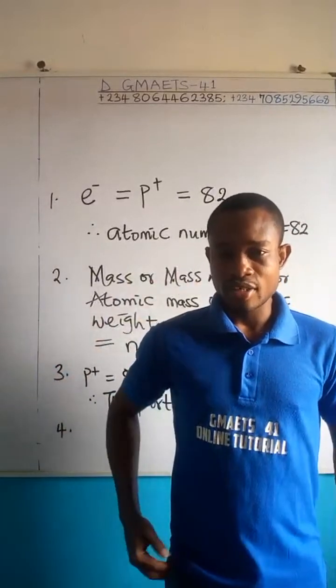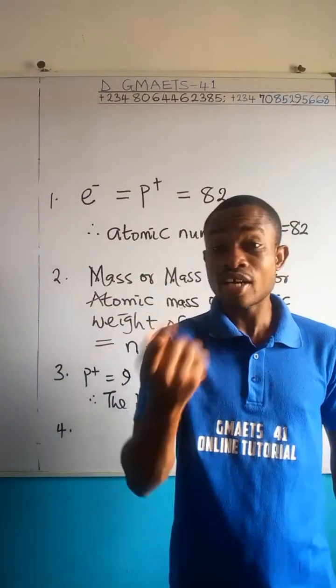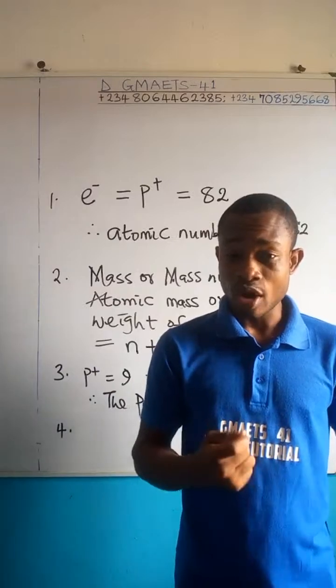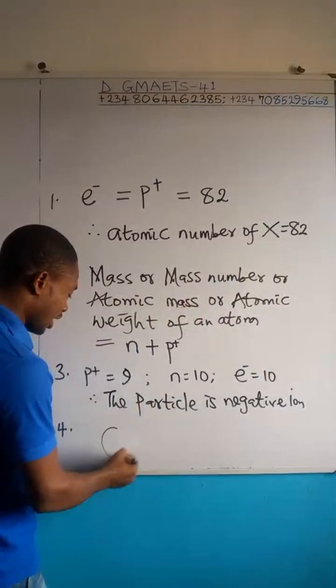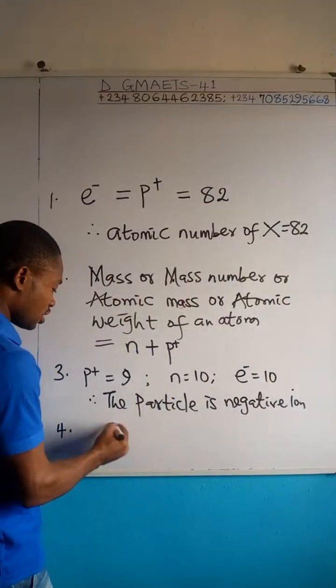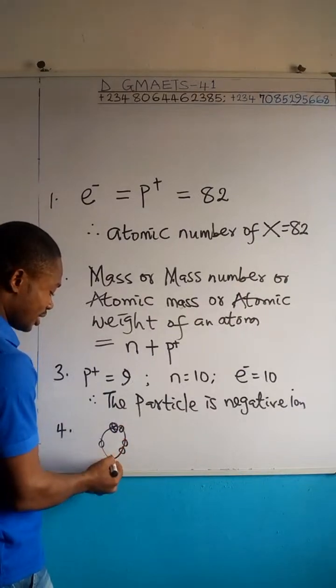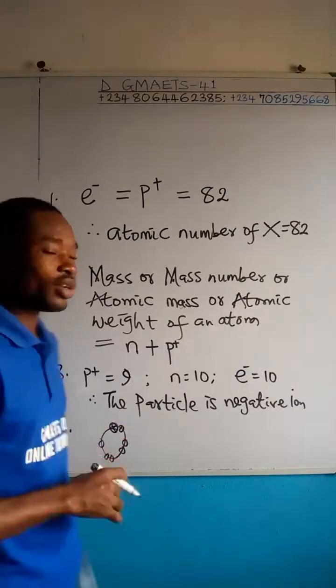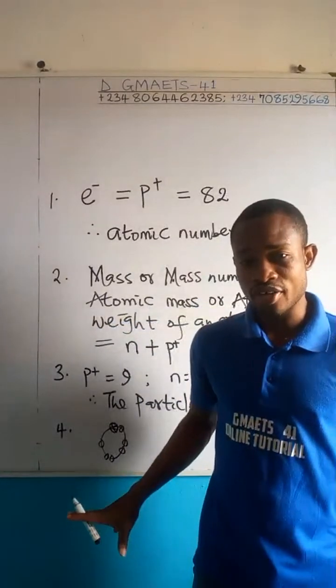Am I communicating? A halogen has 7 electrons in the outermost shell. So if you have anything drawn like this, and in the outermost shell you have, let's say, 1, 2, 3, 4, 5, 6, and 7, this is a halogen. Are you getting me right?